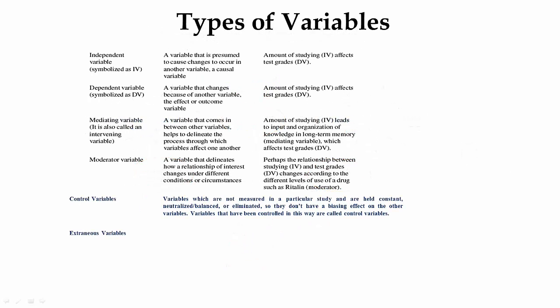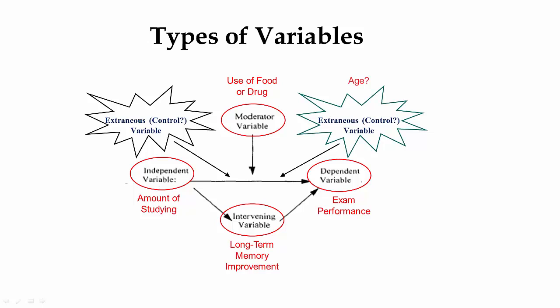Now, two more types of variables, control and extraneous variables. Again, these two can be confused. Control variables are not measured in a particular study and are held constant, neutralized or eliminated, so they don't have a biased effect on the other variables. An example of such a control variable could be age or gender.